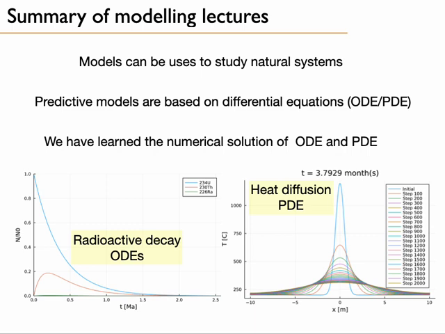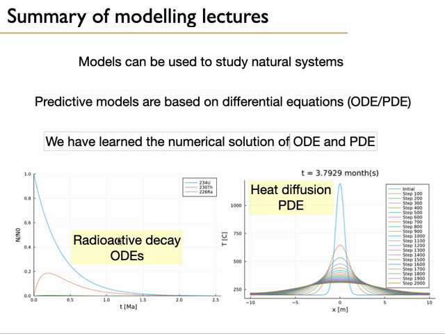The models can be used to study natural systems. They are predictive because with a model you can predict what will happen over time, and they are reproducible. That's a big thing about the modeling. And these models are based on ODEs and PDEs. And we've learned very basic solution methods for tackling problems which are governed by ordinary differential equations, like the radioactive decay case, and partial differential equations, like the heat diffusion case.